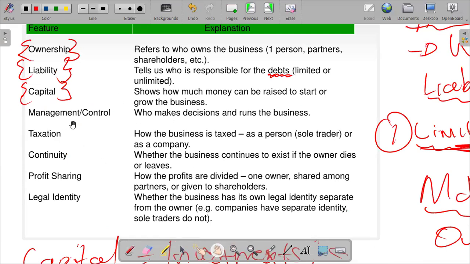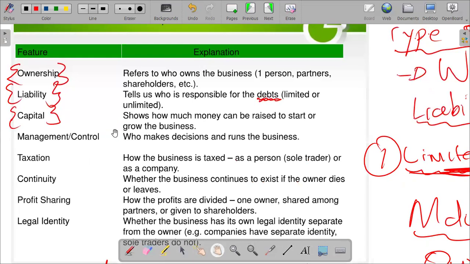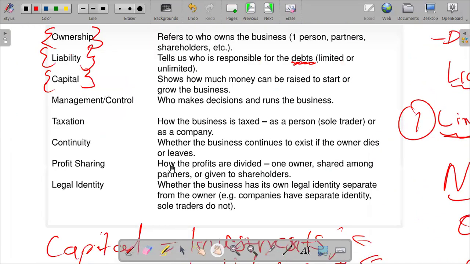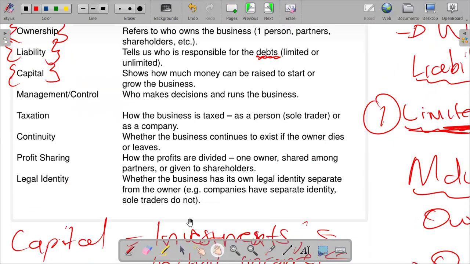And then fourthly, we have management or control. Depending on what type of ownership, again, we go to the forms of ownership, your business wants to handle. So who are you going to give control to? Who makes the decisions and who runs the business? In a case of a sole proprietor, the owner will obviously run the business because he's the only one. That's where an entrepreneur will start a business and run it by themselves.